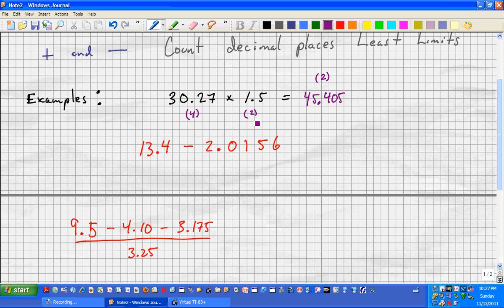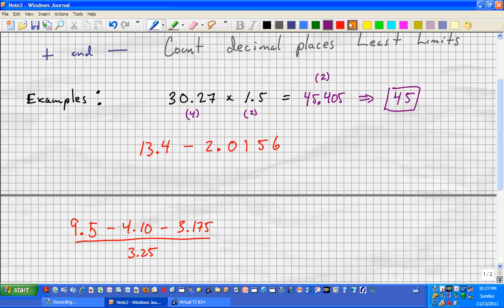I know that I need 2 sig figs in my answer, based on the least number of sig figs here in this 1.5. So that means it'll be 4, 5, and I'm going to ditch the rest. But before I do that, I take a look at this 4. This 4 is less than 5, so it's not going to make this 5 round up to a 6. So my answer is just 45.